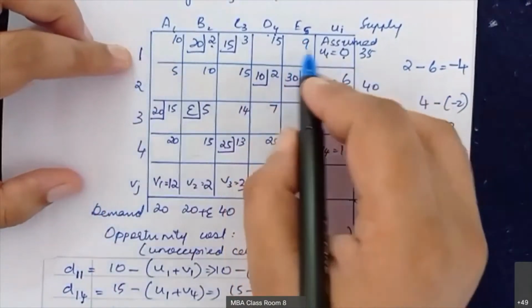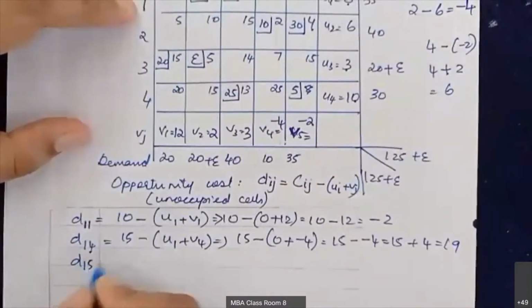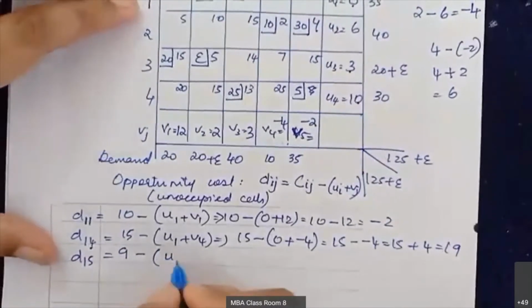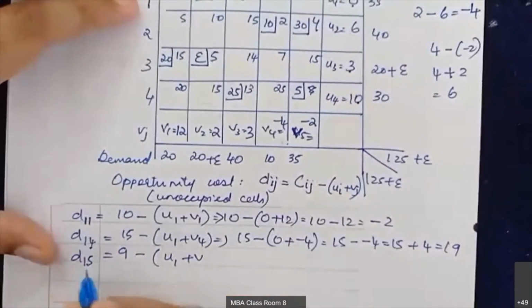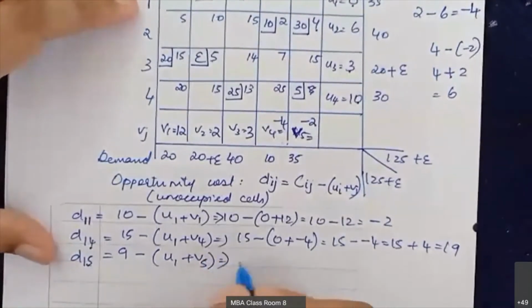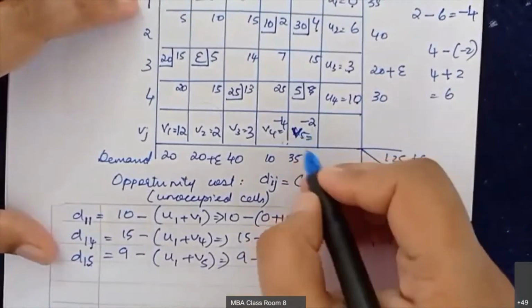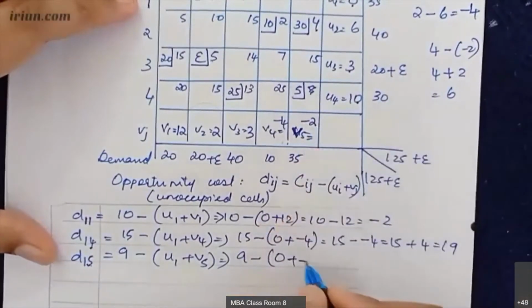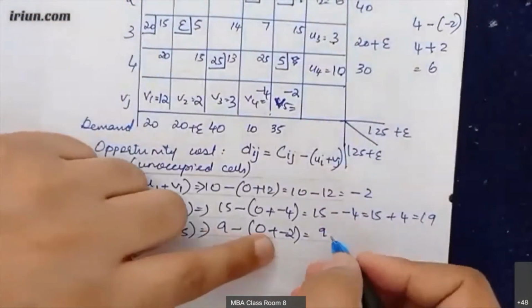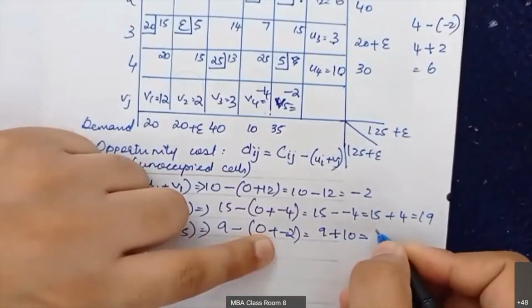Next unoccupied cell is D15. What's the cost? 9. So D15 is 9 minus U1 plus V5. Now 9 minus, what is U1? It is 0, plus what is V5 value? It is minus 2. So 9 minus of minus 2, 9 plus 10, that is 19.